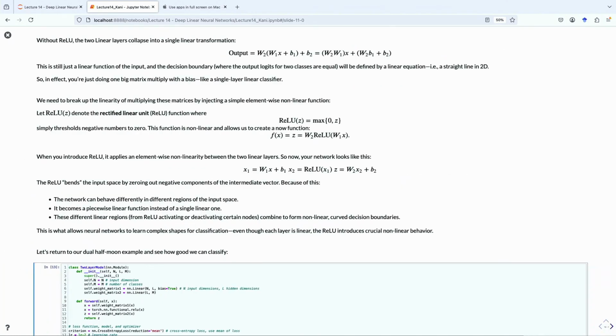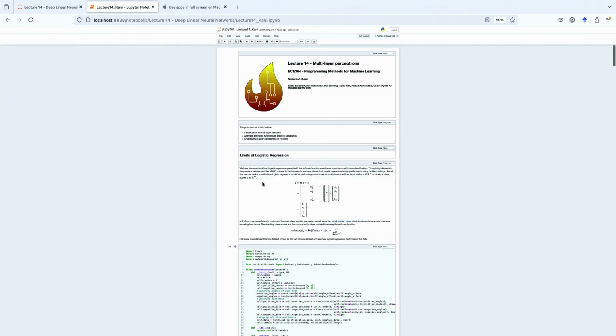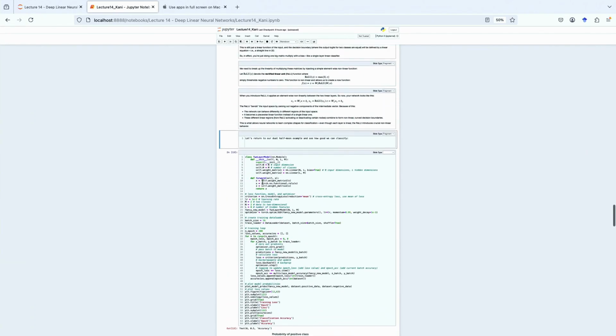So returning back to our dual half-moon example. The code is long, so I'm just going to jump back to the notebook form.